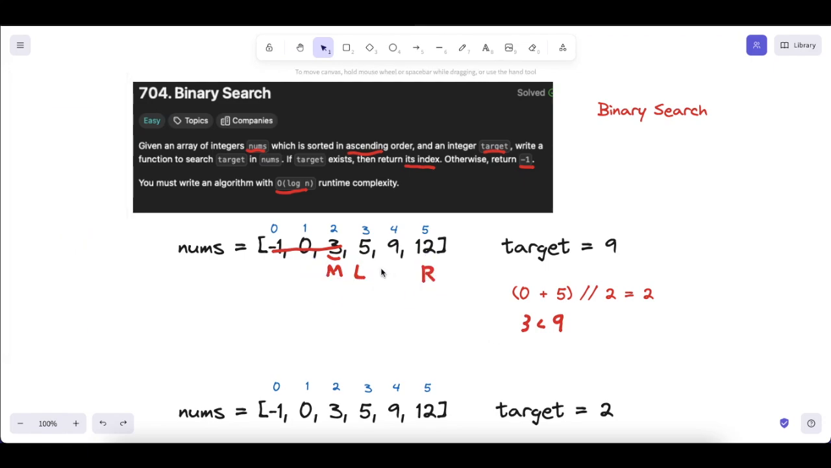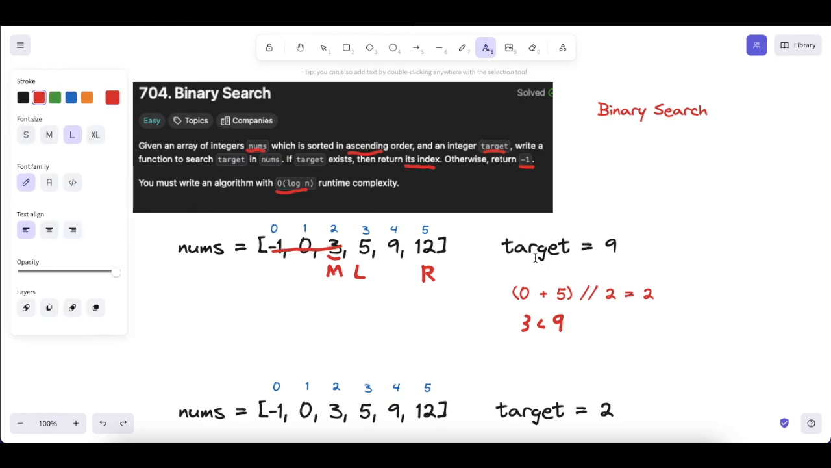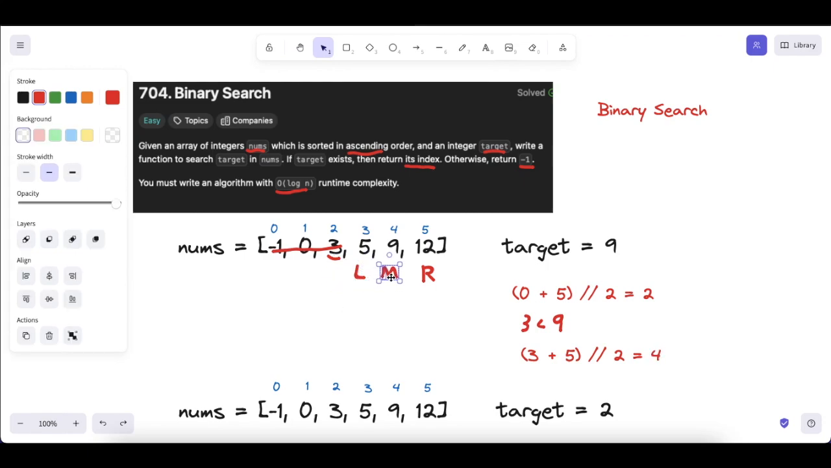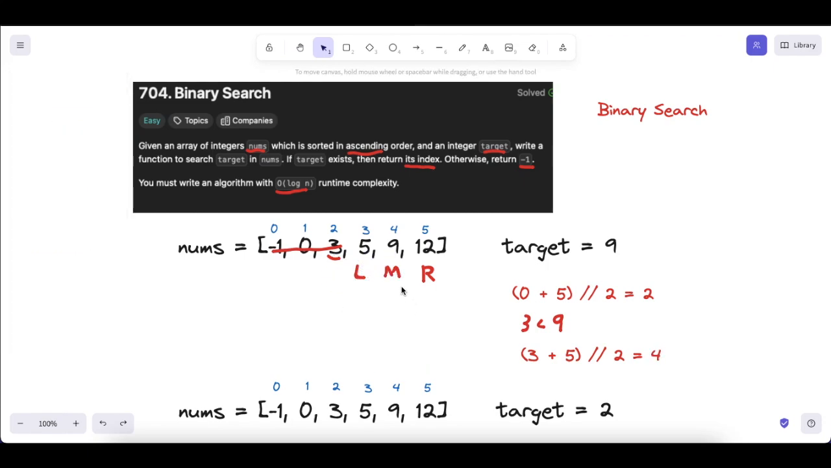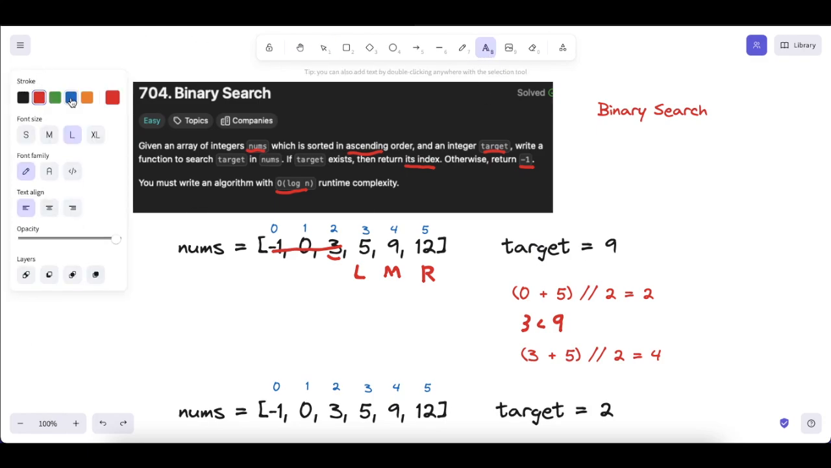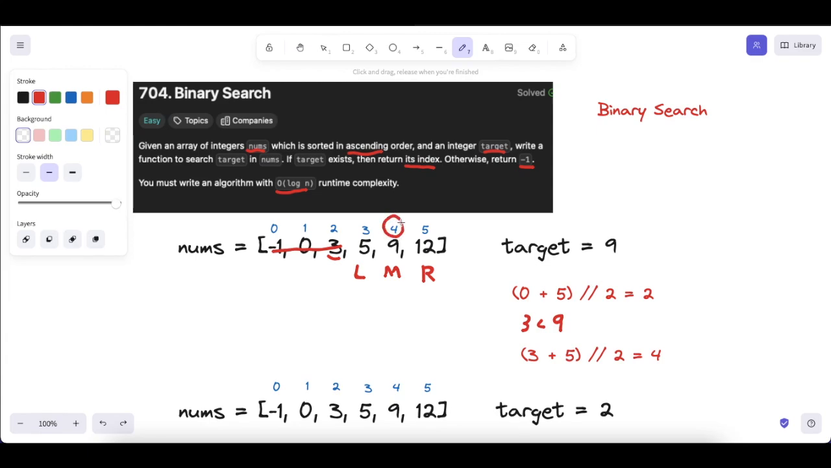During the second round, once again, we would calculate our new midpoint. So this time we have left is equal to 3, and right is equal to 5. Dividing by 2, we have a midpoint of 4. So our midpointer would now be at the 9. We now compare whatever we have at our midpointer to our target, and we see that the 9 is equal to 9. Therefore, we have found our target. And so we would return the index of this 9, or 4, as our result.